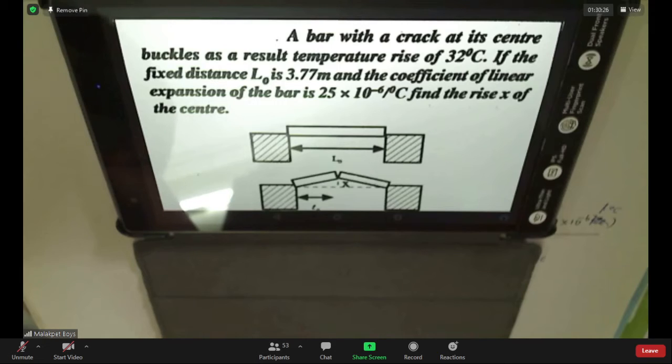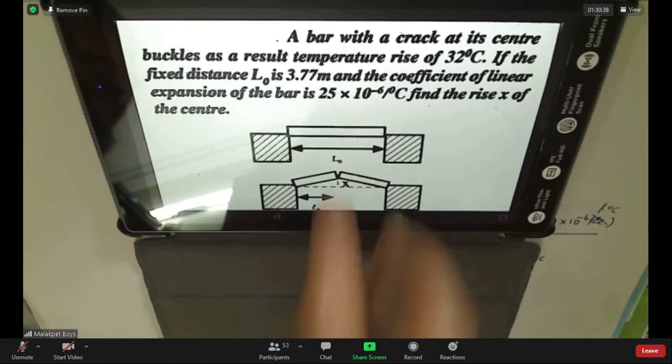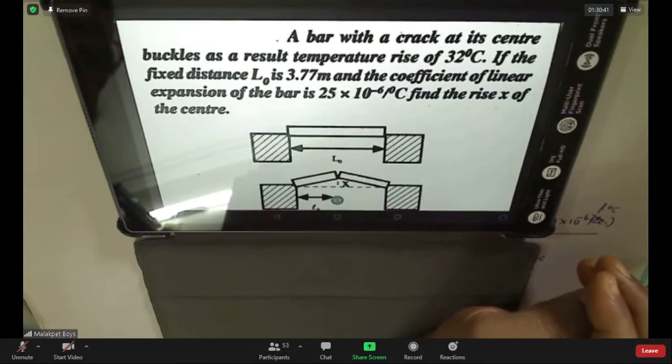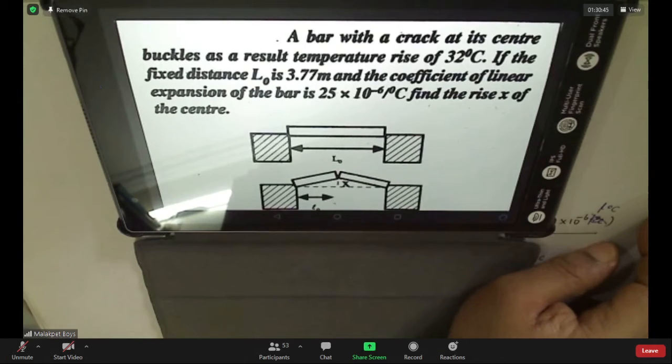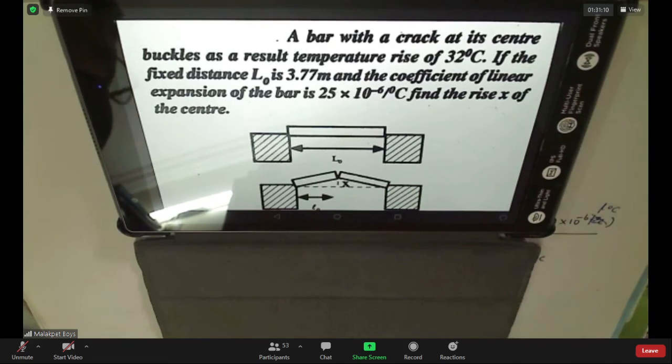Sir, what is that L naught? Pardon? Sir, the diagram. This is the distance between them. Shall I turn this? 1 minute, sir. Doing the diagram, sir. So in the next diagram, it is small L naught, sir. So in the second diagram, that is small L naught. It is L naught only. Small L naught.